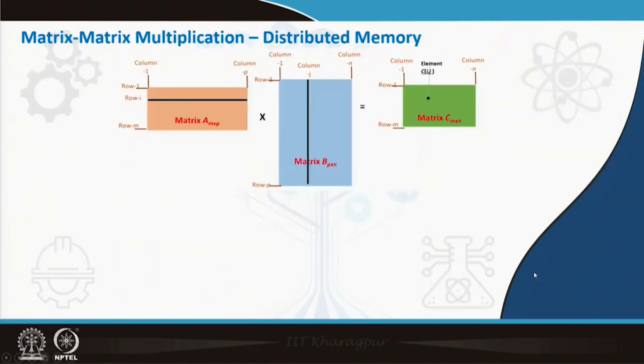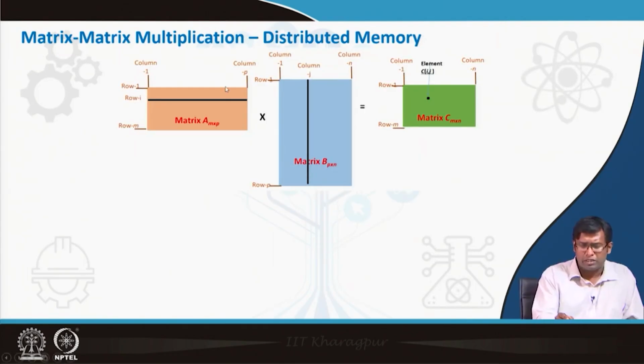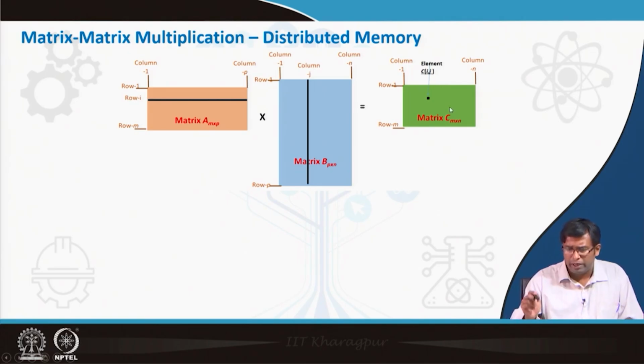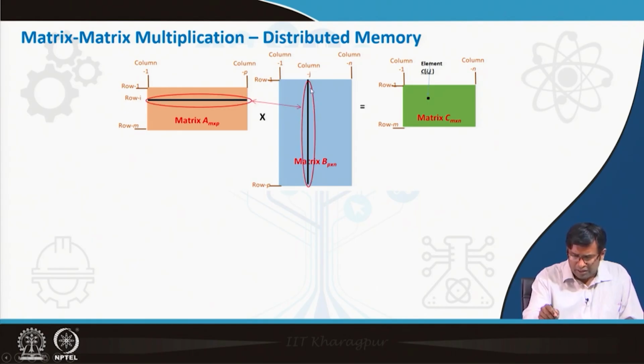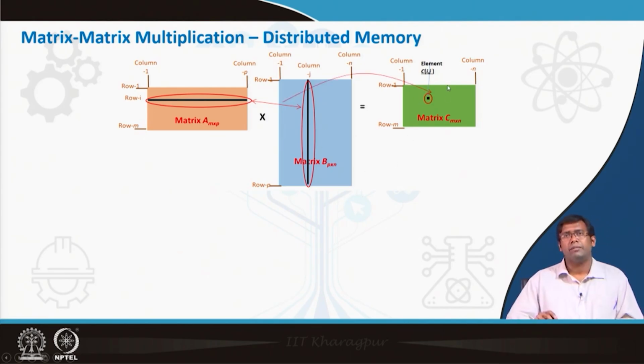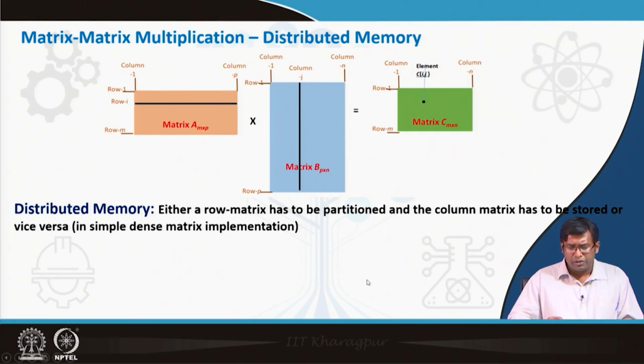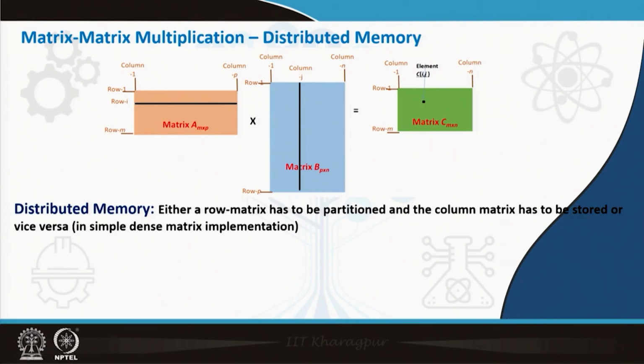Now, the more complicated issue can be matrix multiplication. There is a matrix with M rows and P columns, and another matrix with P rows and N columns, multiplied to get an M row, N column matrix. Any ith row of matrix A has all its elements sequentially multiplied with the jth column of matrix B, and you get the ijth element of the product matrix C. So, in distributed memory, either the row matrix has to be partitioned and the column matrix has to be stored, or vice versa.